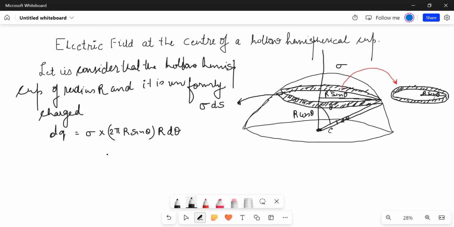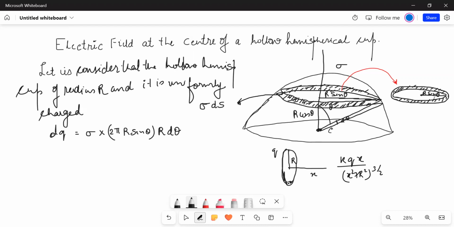Okay, and we've already seen the formula for a ring. On the axis of the ring, at a distance x, the electric field is given by kqx upon (x square plus r square) raised to power 3 by 2. Let us say this ring is containing charge q and of radius r.